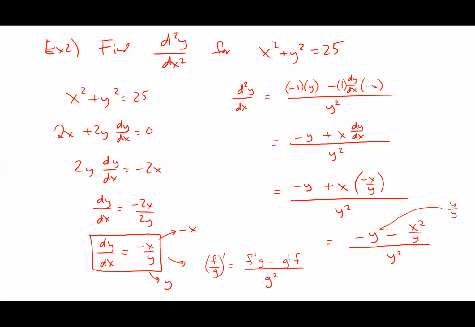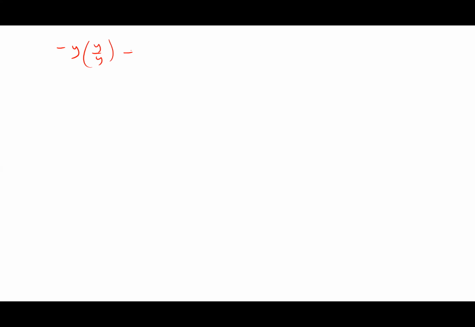So negative y is multiplied by y over y to get common denominators. And I'm going to have to switch between the two slides just for a second here. Minus sign, yes, it's x squared over y, and that over y squared. Okay, let's keep on going. So negative y squared over y, minus x squared over y, all over y squared.